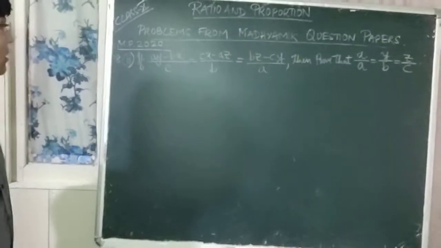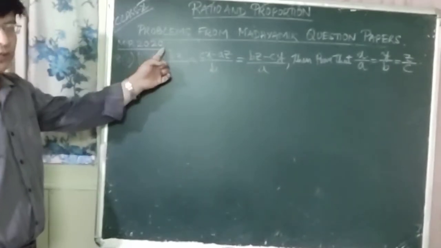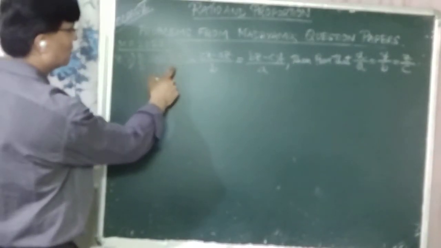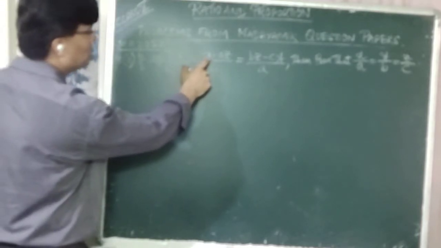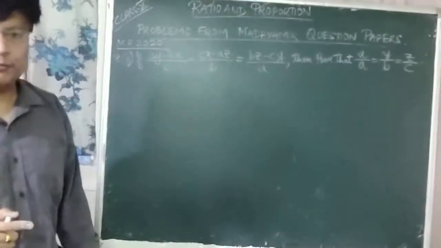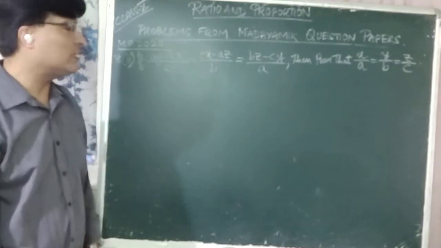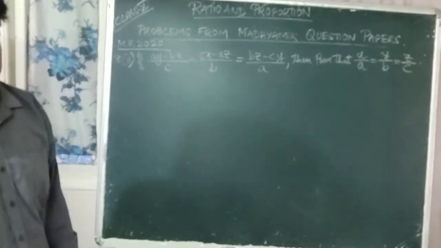So now we will do the next question, that is from the same Mandipin Pariksha 2020, but this is question number 8.2. If (ay minus bx) divided by c is equal to (cx minus az) divided by b is equal to (bz minus cy) divided by a, then prove that x upon a is equal to y upon b is equal to z upon c.